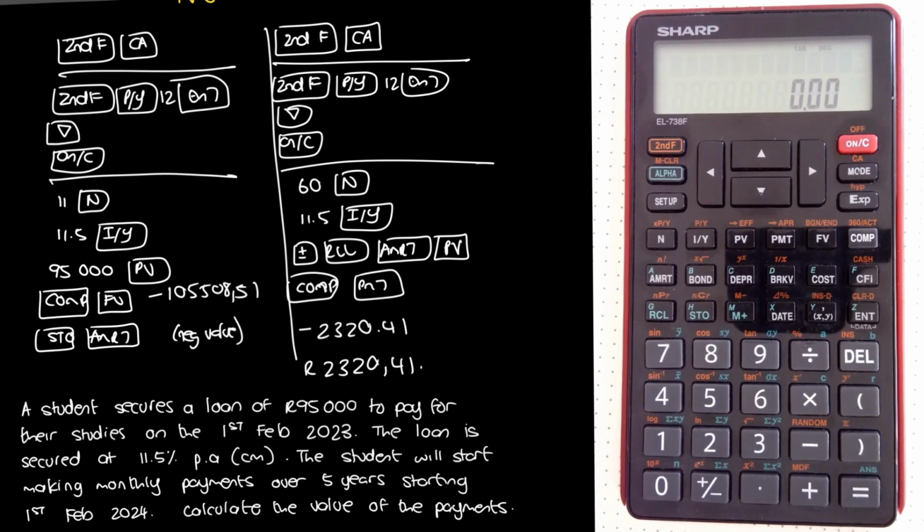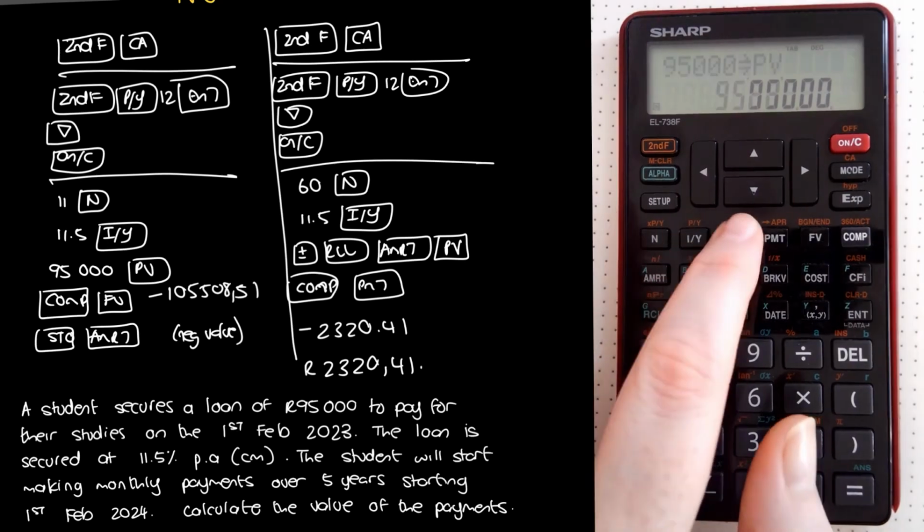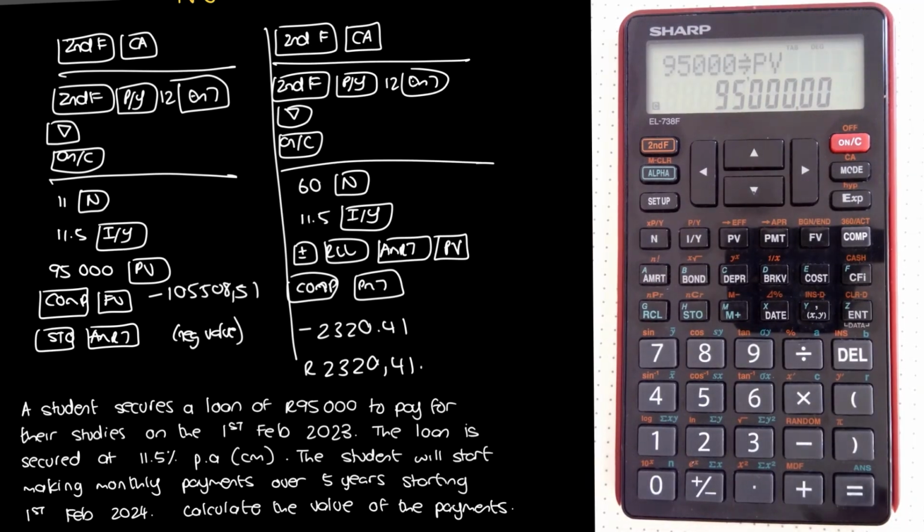So it's a loan of 95,000 Rand. So we have 95,123 PV, and it's positive because it's a loan, so it's an inflow of money to us. Then we have 11.5% per annum compounded monthly. That is already as a normal interest, so we just type it in.